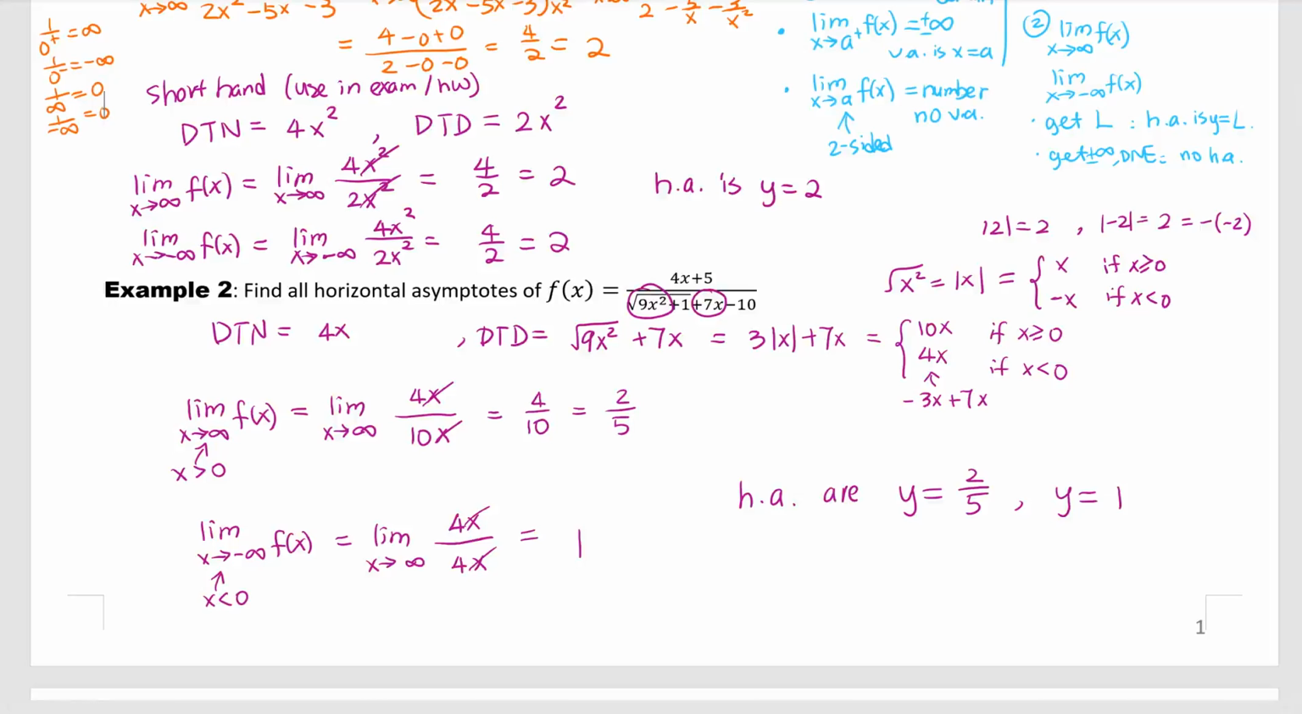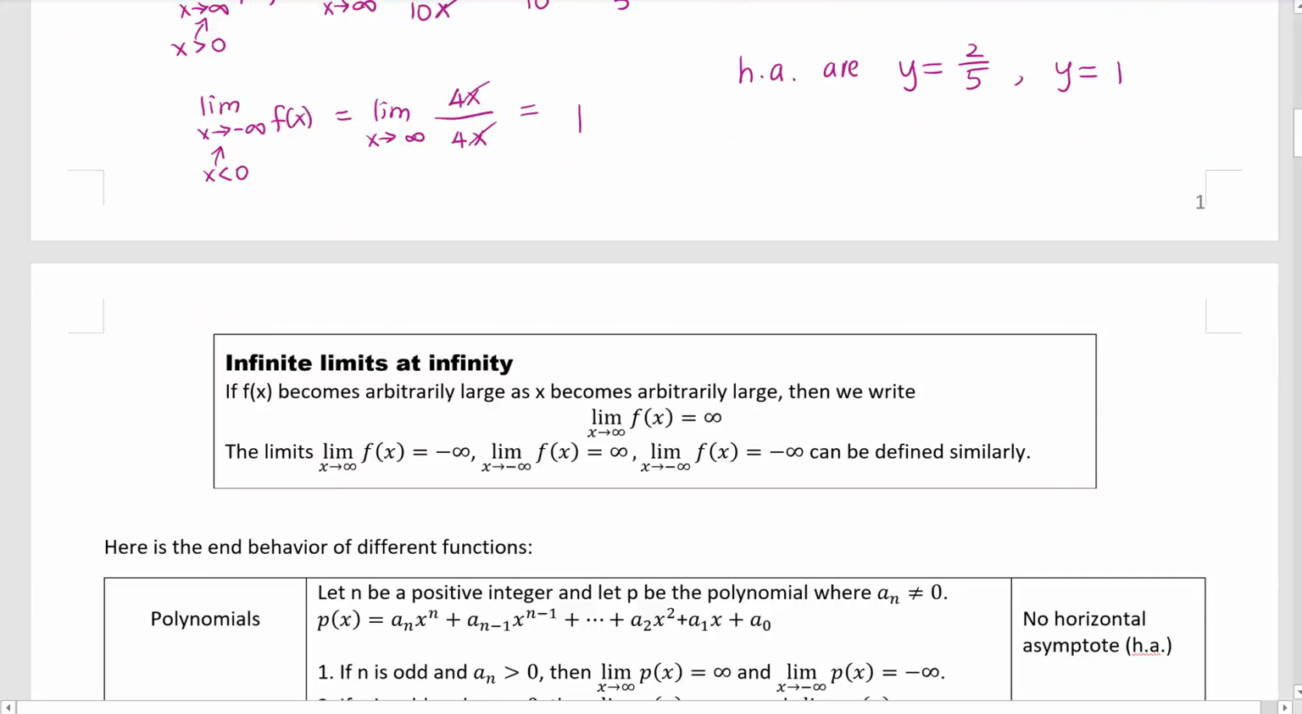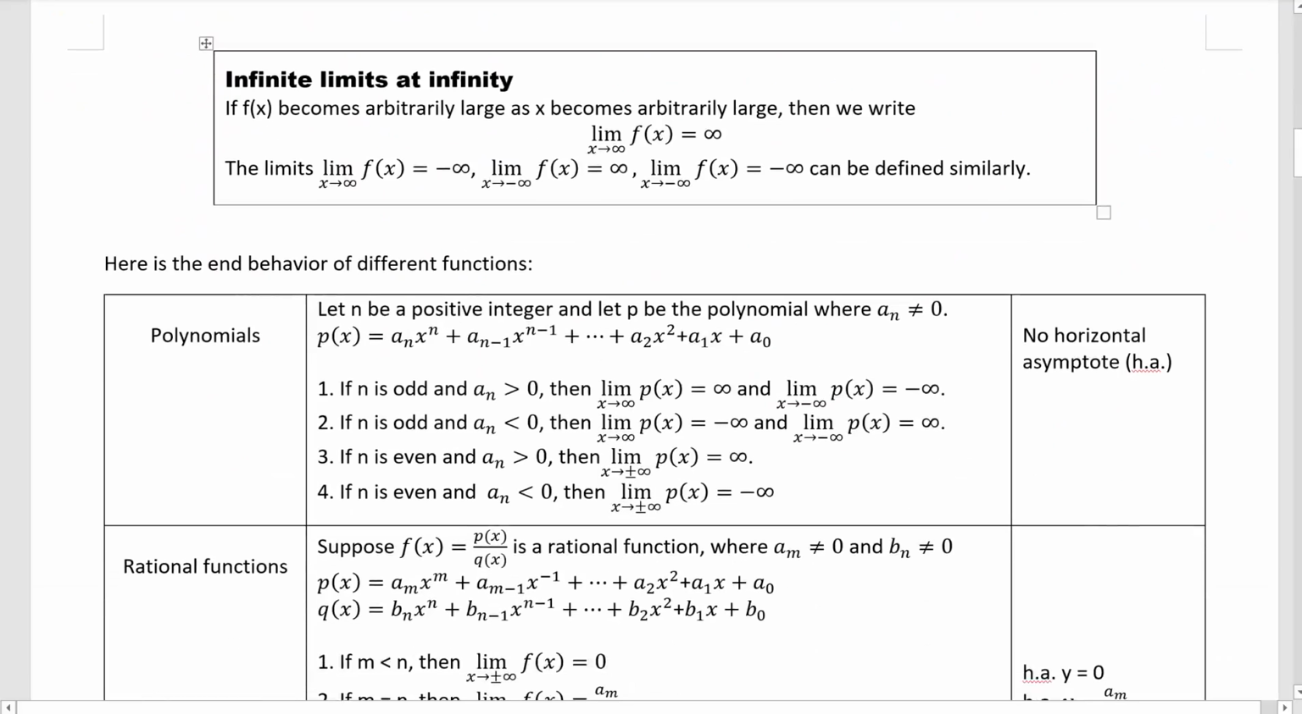Okay, let's continue. So infinite limits at infinity. If f of x becomes arbitrarily large as x becomes arbitrarily large, then we write the limit as x goes to infinity of f of x equals infinity. And the other limits can be defined similarly.